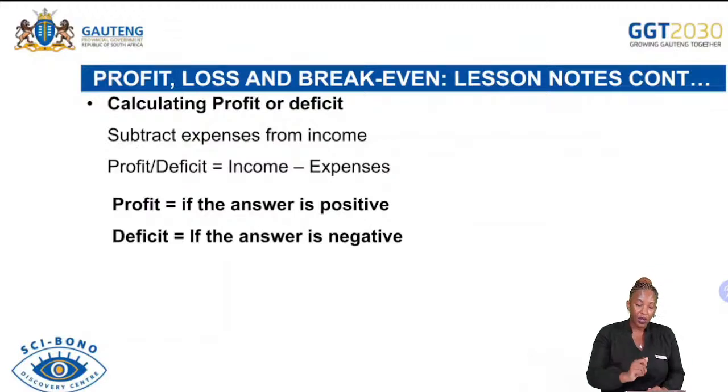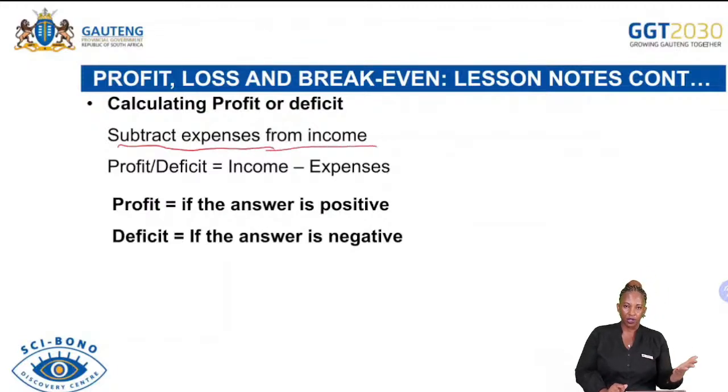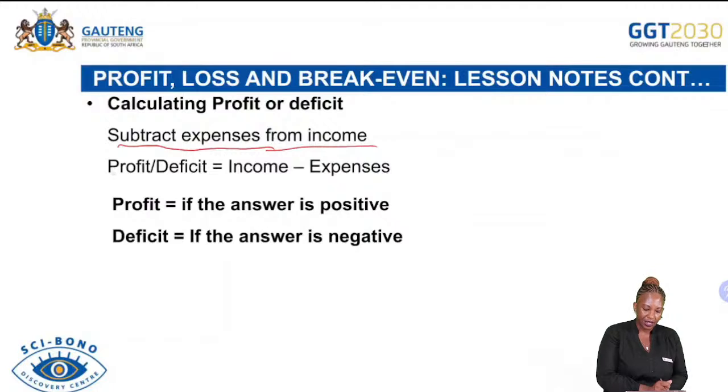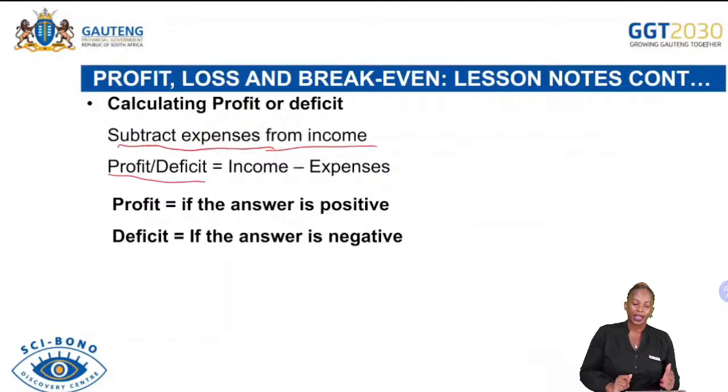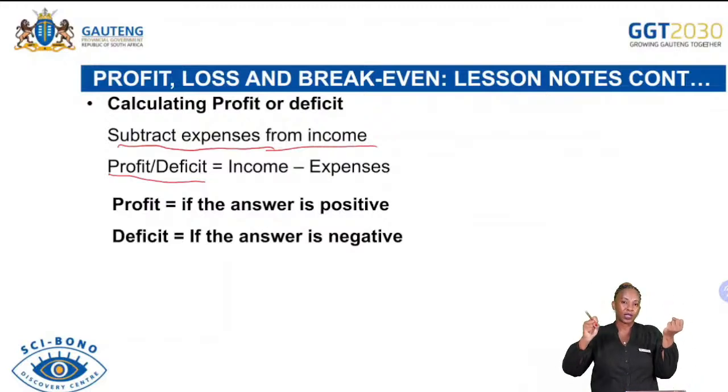We say for us to be able to calculate the profit, we subtract the expenses from the income. I've already explained that. So it can either be a profit or a deficit. Like I said to you, boys and girls, if income is more than the expenses, then we register what? A profit, because I'll take the income and then subtract the expenditure. Whatever is remaining will be my profit. If it's positive, we say it is a profit.